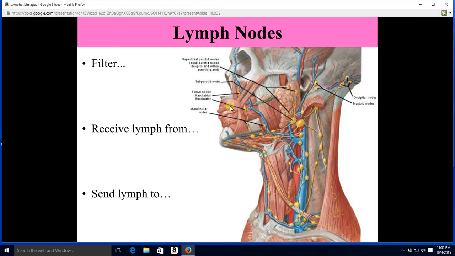Lymph nodes filter your lymph. Okay? They receive lymph from lymphatic vessels. They send lymph to lymphatic vessels. So for example, this lymph node right here in your neck is going to get lymph from this lymphatic vessel. So we would call this lymphatic vessel afferent. Then from this node, oh, so I had that backwards, my bad. We should be going downhill here. Just forget what I just said for a second there. That's the last mistake I'm going to make today, maybe. We'll see.